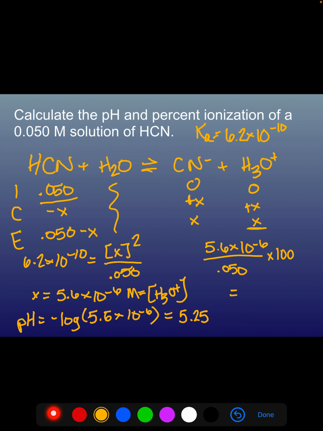So this would be a percent ionization of 0.011% ionization. So that tells us how much of that original acid actually became ions and actually separated overall.